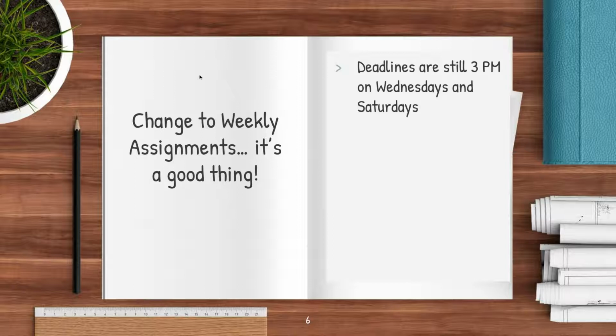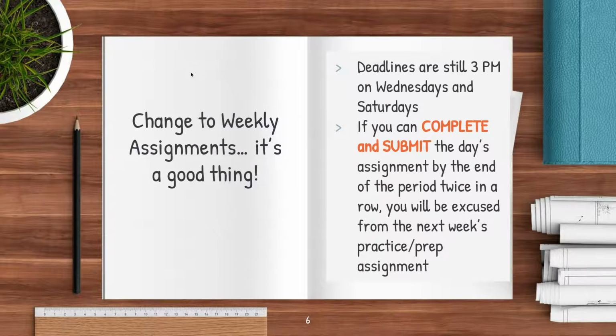First, we are keeping the deadlines of 3 p.m. on Wednesdays and Saturdays. So again, if we have class on Monday, the deadline is 3 p.m. on Wednesday. If we have class on Thursday or Friday, the deadline is 3 p.m. on Saturday. Okay, that helps accommodate students who need that extended time.